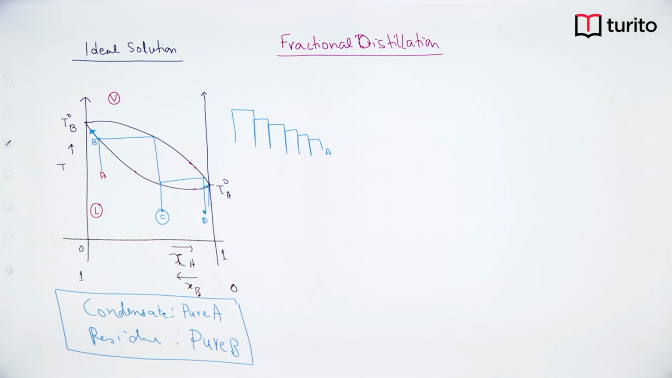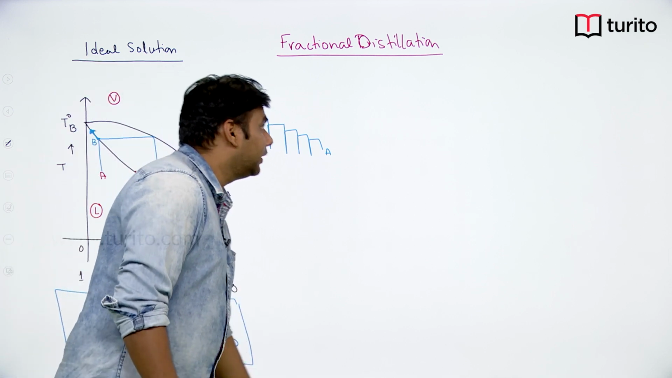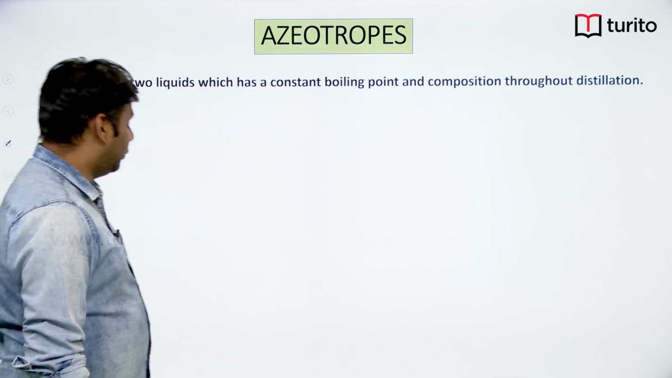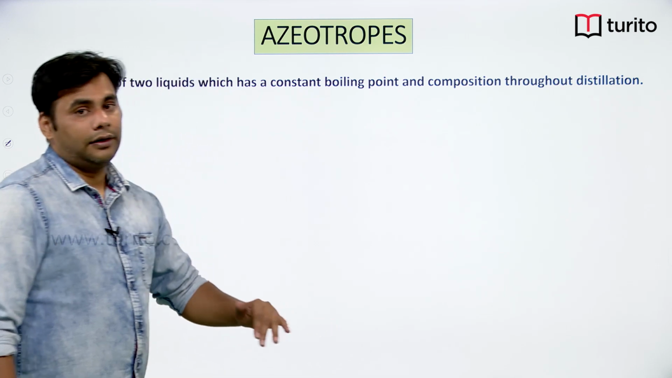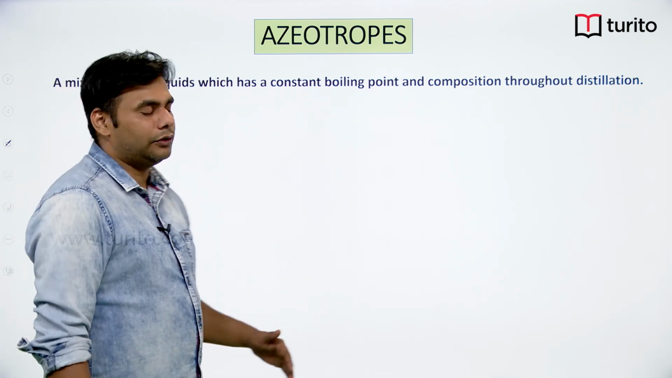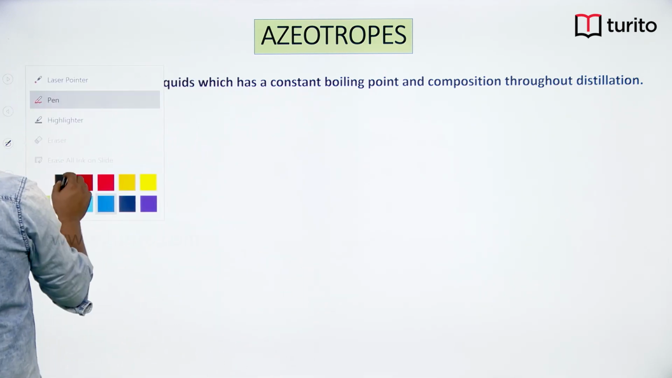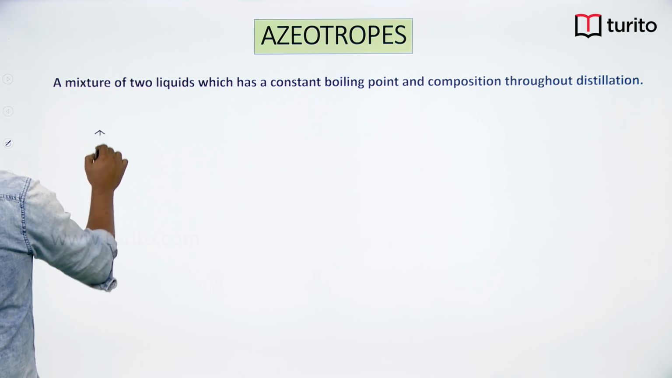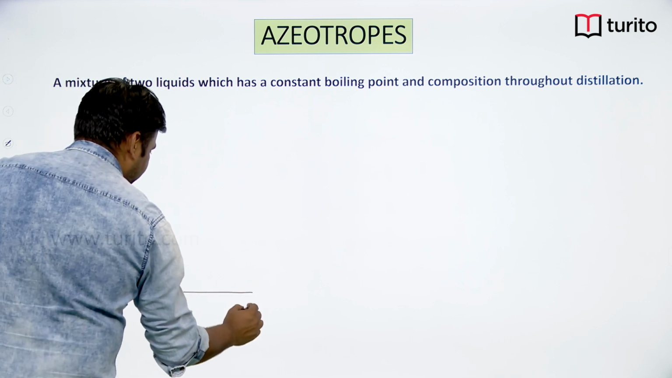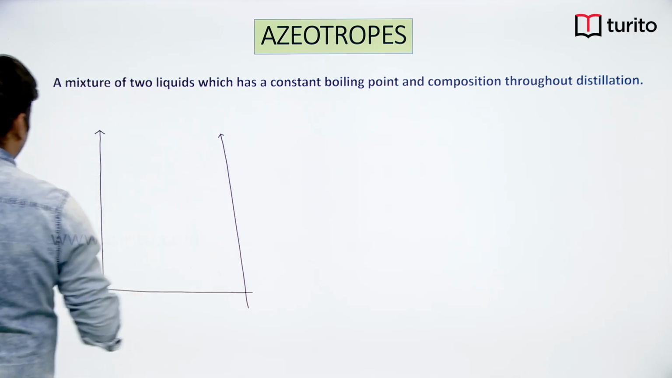Hope this is clear to everyone. So again, a very important concept, easy to understand. Now let us see what happens if we do it for a non-ideal solution or a real solution. So we know that, let me first draw the graph, let me do the distillation process, you will understand what azeotropes are.